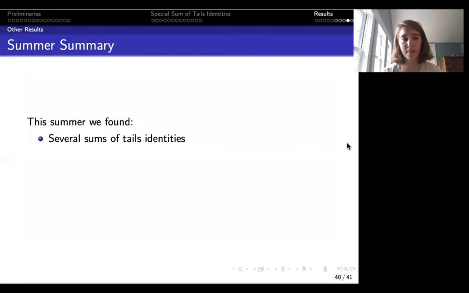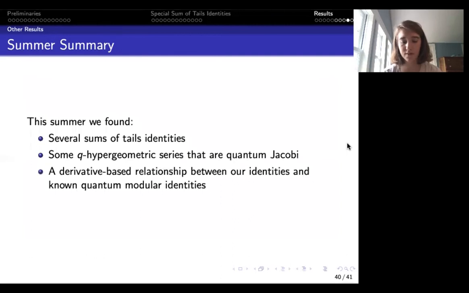So just to recap, this summer we found several new two-variable sums of tails identities, some q-hypergeometric series that are quantum Jacobi, and this really interesting derivative-based relationship between our identities and some known quantum modular identities.